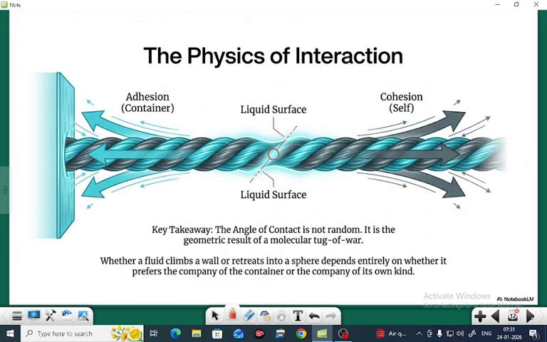The physics of interaction: adhesion, container-liquid surface; cohesion, self liquid surface. Key takeaway: the angle of contact is not random, it is the geometric result of a molecular tug of war. Whether a fluid climbs a wall or retreats into a sphere depends entirely on whether it prefers the company of the container or the company of its own kind.